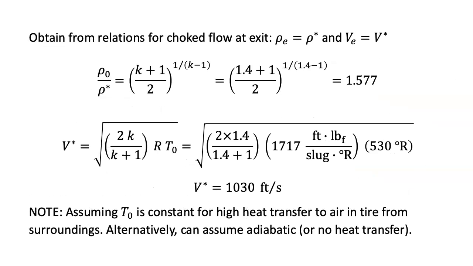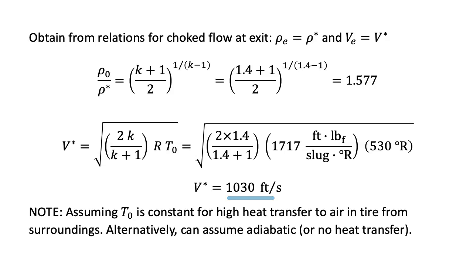Note, in order to integrate this equation, we need relationships for how exit properties change with time. First, we recall that the exit properties will be the same as the critical or choke flow properties. Thus, these relationships can be obtained from the isentropic flow relations for critical conditions as shown. For the density, the ratio of the stagnation to critical density is the constant value of 1.577. For a constant stagnation temperature, the velocity remains constant at 1,030 feet per second.